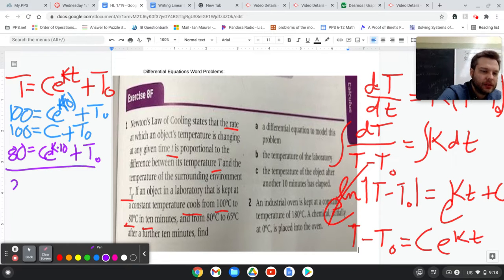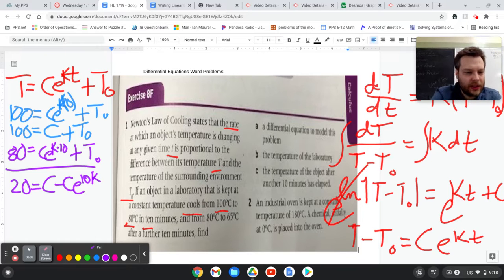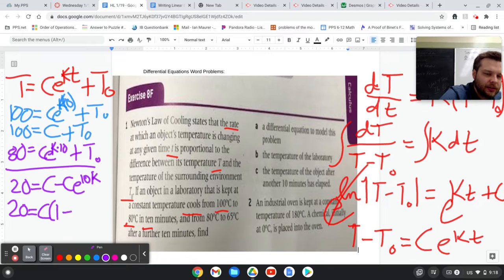subtracting would give us 20 equals c minus c e to the 10k. So that's getting slightly better, I suppose. We'll keep that one for later. One other thing I might want to do right now is just factor out a c. So 1 minus e to the 10k. Okay, I still can't really solve too much more from that.